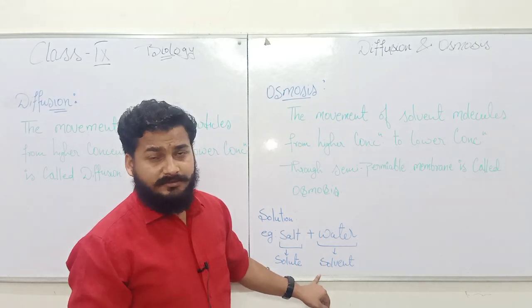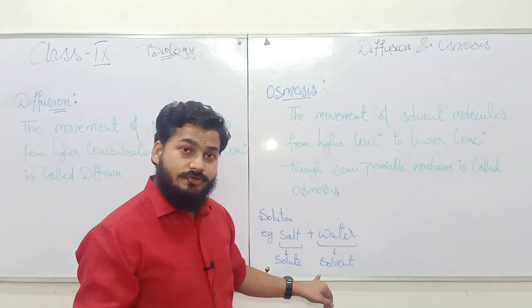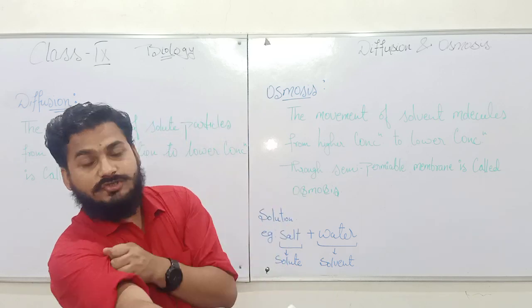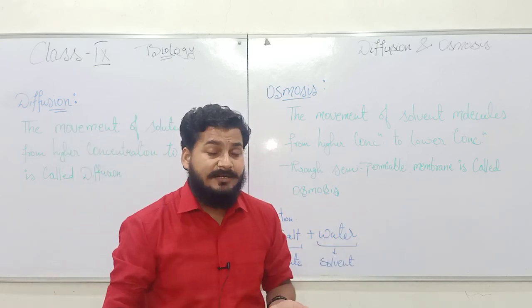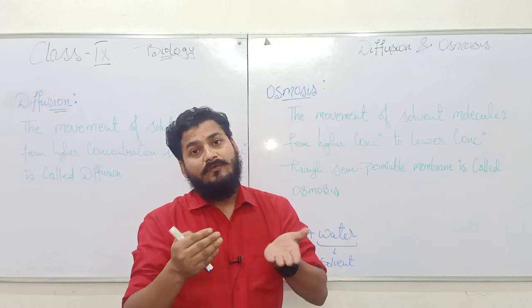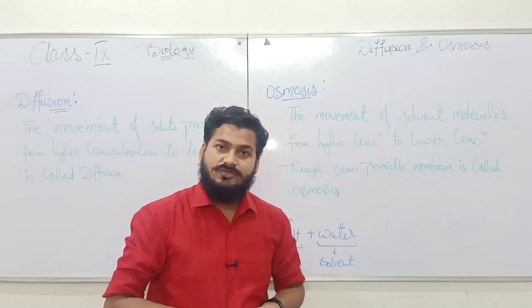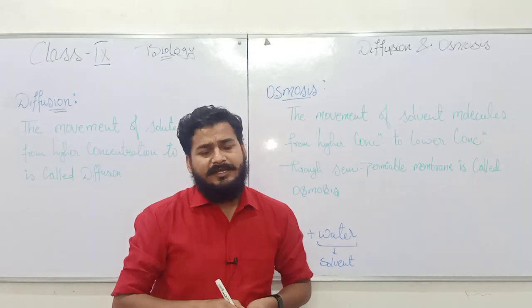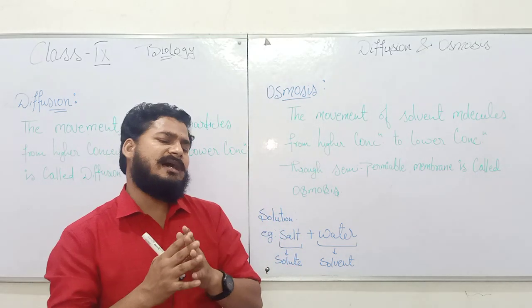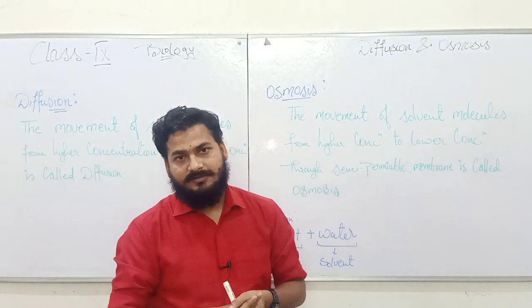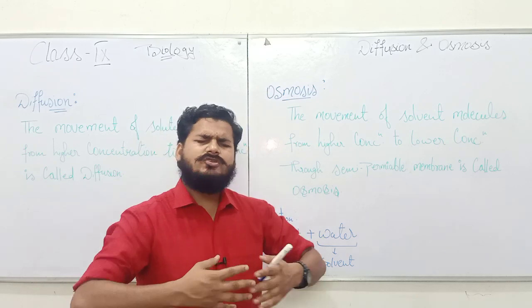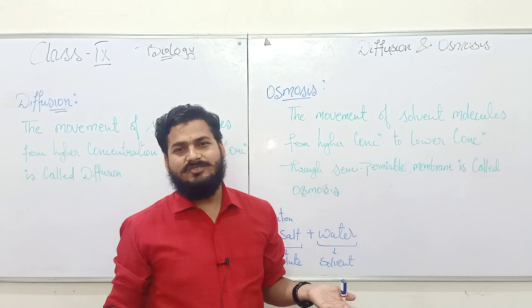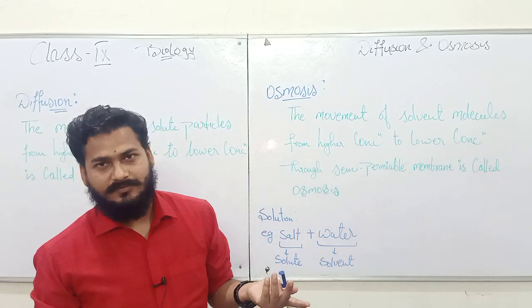Sugar and water. What has been dissolved? Sugar. So sugar is a solute. And in which has it been dissolved? It has been dissolved in water. So water is the solvent. Generally, we call water a universal solvent. That is, water is such a solvent, a component in which most of the things can get dissolved very easily.